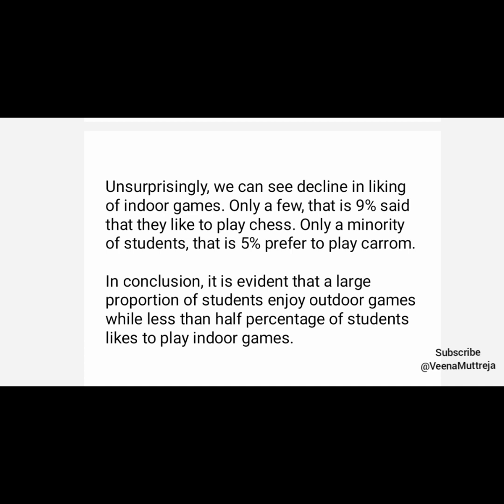Now it's the turn to write the conclusion. In conclusion, it is evident that a large proportion of students enjoy outdoor games, while less than half percentage of students like to play indoor games. Here in the conclusion, if you can see, I have completed the whole paragraph in one sentence and no data is being added in the conclusion. I think things must be clear to you. You can see how to write.